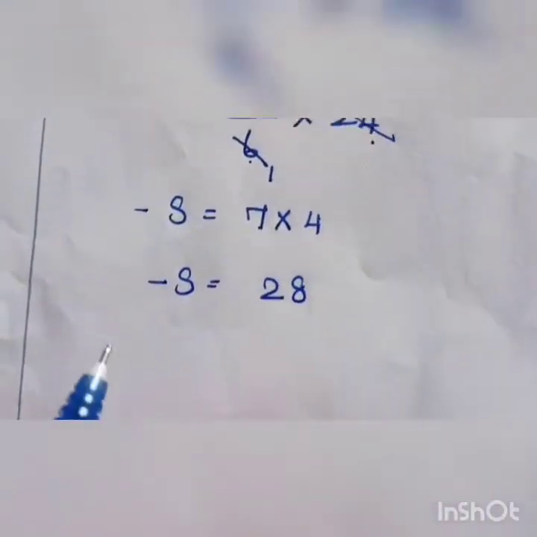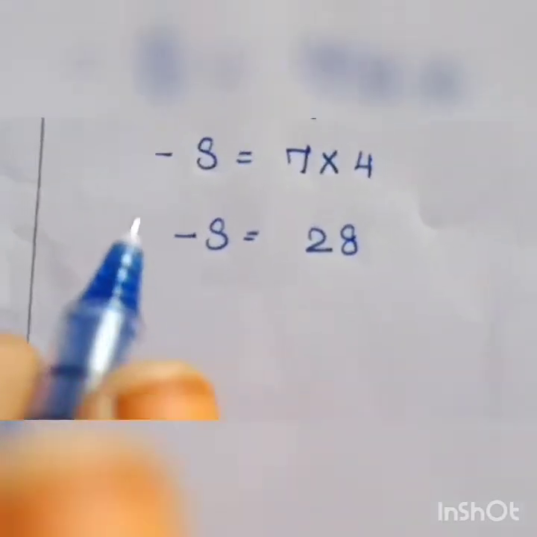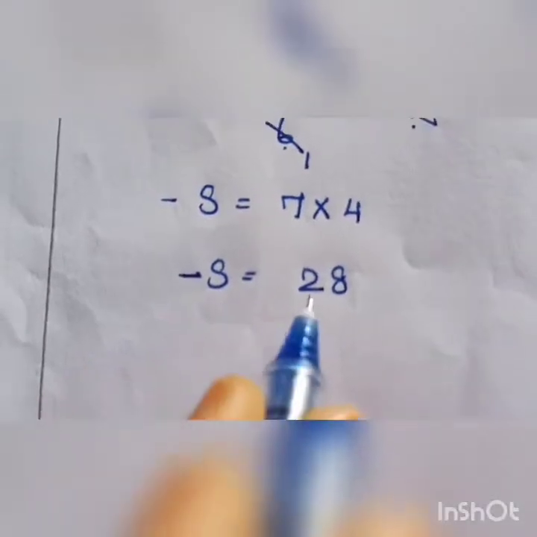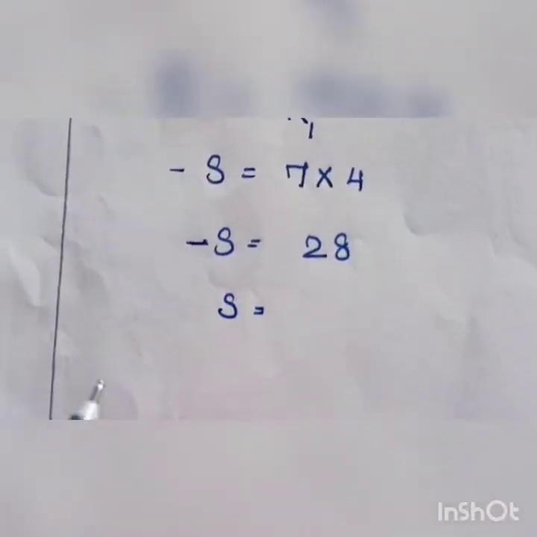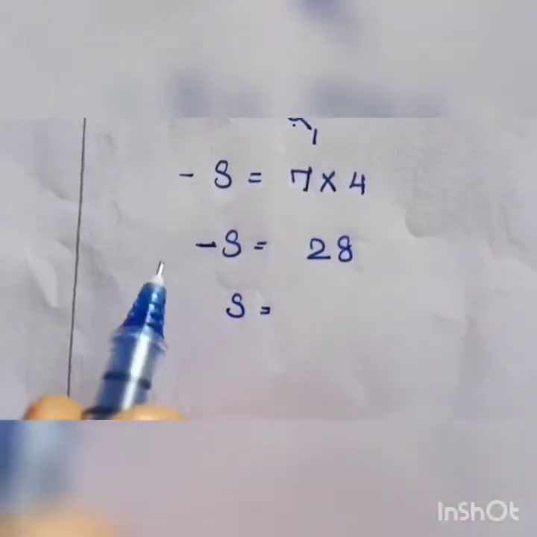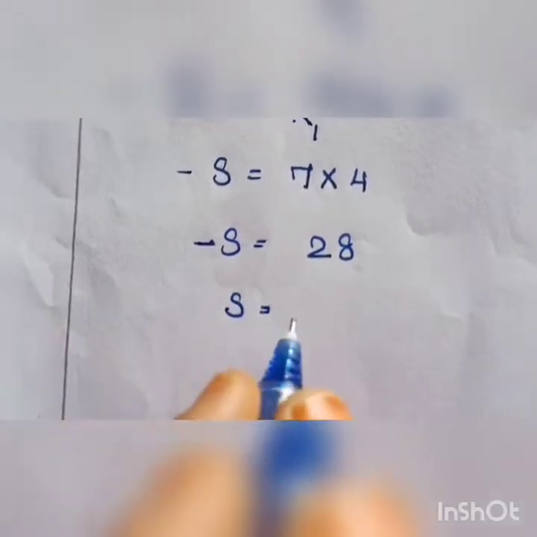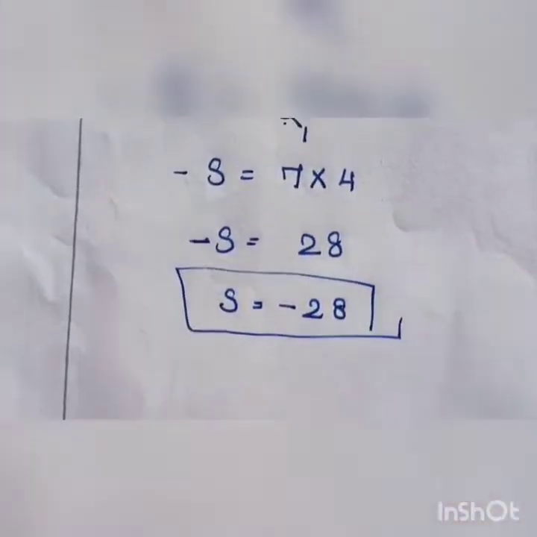28. But we need the value of s, not minus s. We need the value of s. So this minus becomes plus, this plus becomes minus. We don't need minus s, we need to find only s. If you multiply both sides by minus, minus into minus is plus, so plus becomes minus 28. So this is the value for the first question.